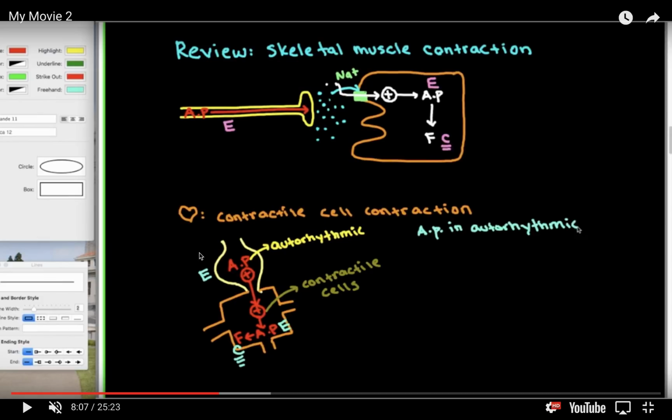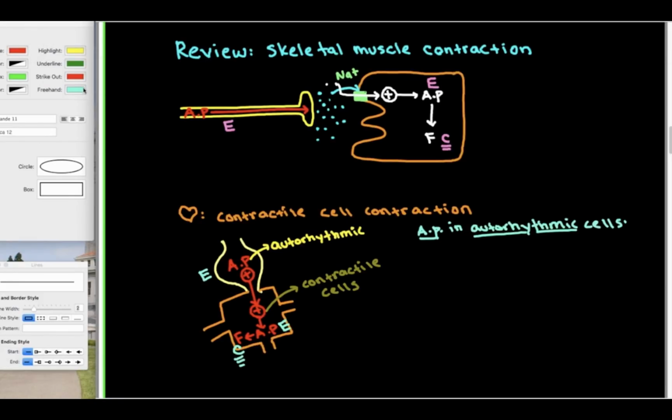So what we need to do is actually have an action potential that looks a little bit different in autorhythmic cells. So let's dive into what that action potential looks like and explain why it needs to look the way it does. So this action potential in autorhythmic cells, this first excitation, we're going to see looks a little bit different than the action potential we've seen before. So we're going to draw that out real quick.